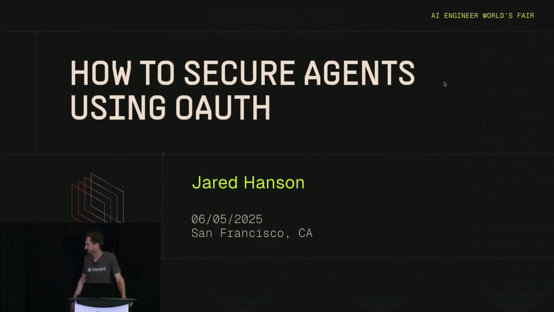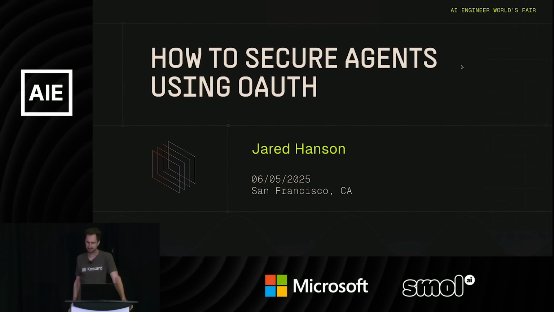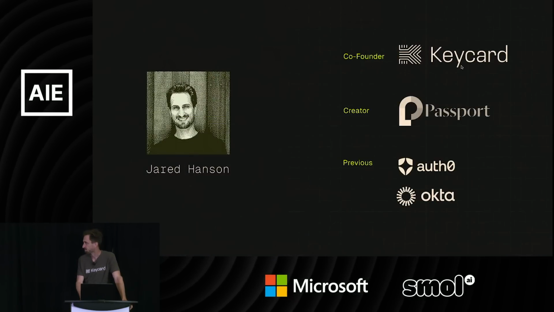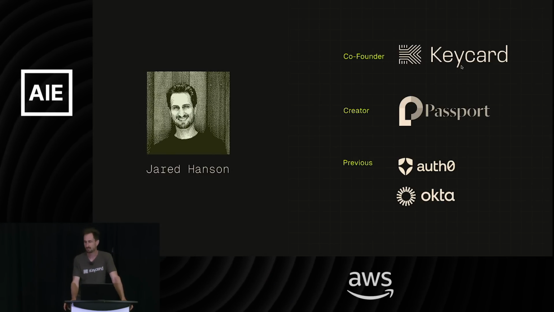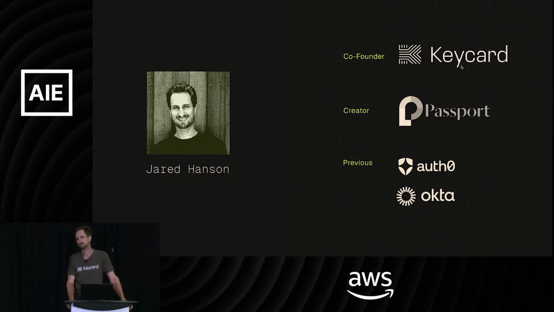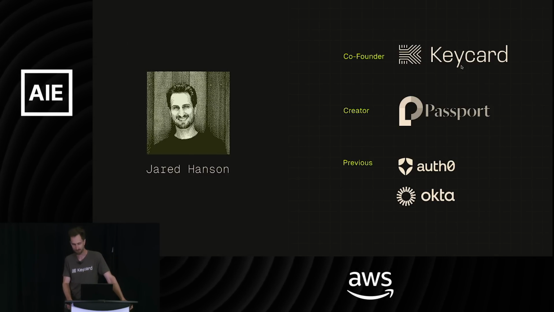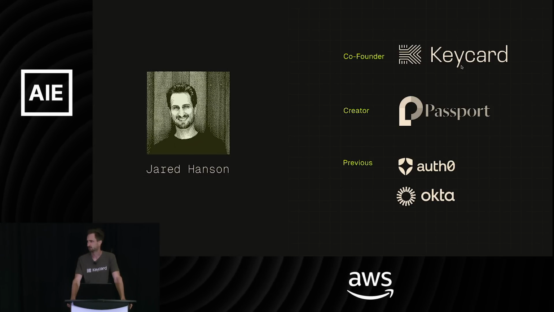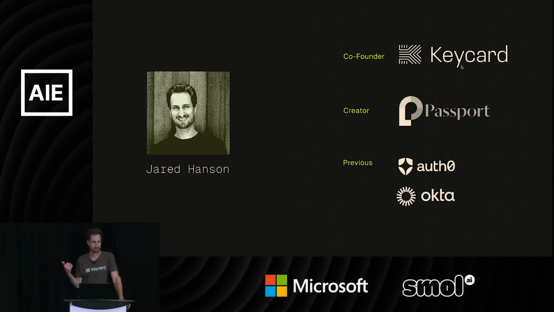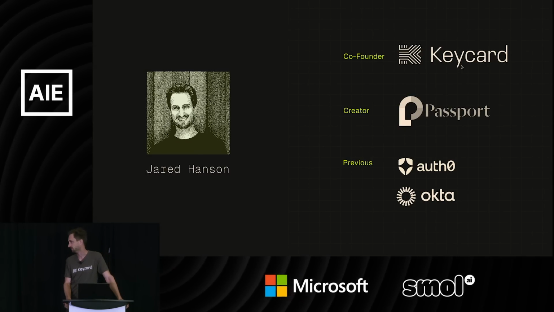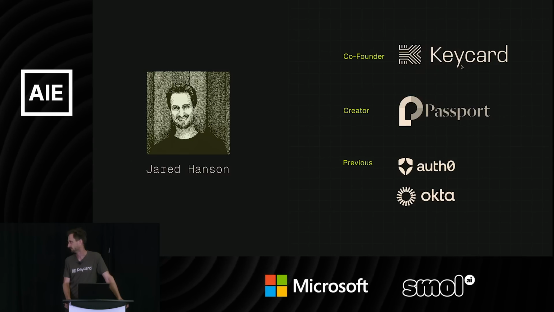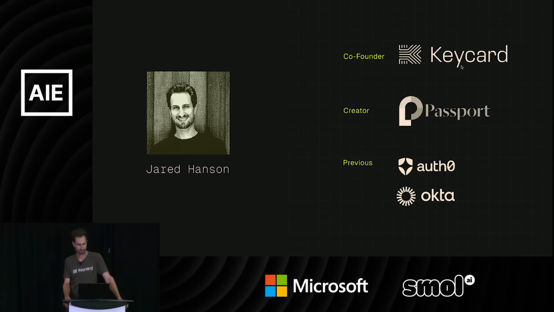We're going to talk about a topic that I consider one of the most important topics for what we're doing with AI and agents, which is how to secure agents using OAuth. I'm Jared Hanson. I'm the co-founder of a new company called Keycard, where we're building an identity and access management platform for AI and agents. I'm also the creator of Passport.js for any of the Node developers in the audience, a very popular auth framework. And previously, I was at Auth0, where I built a lot of their core identity infrastructure, and then at Okta.